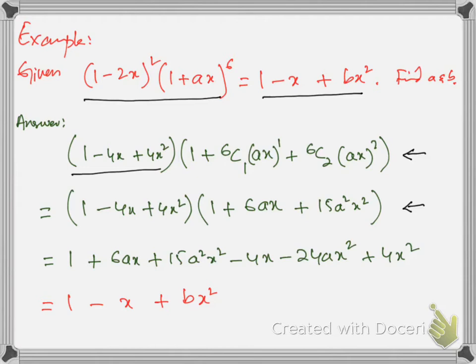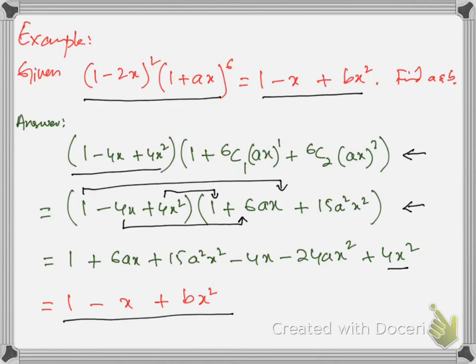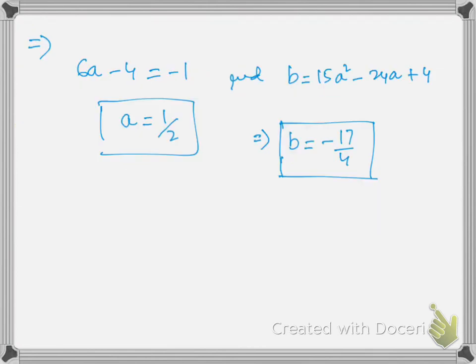Now multiply 1 with this entire bracket, minus 4x with these two terms, and 4x square with 1 only. In this way of multiplication, you will get the desired terms. So after getting the desired terms till x square, now compare this expansion with the given expansion. So when you will compare both the expansions, so you will get a half.